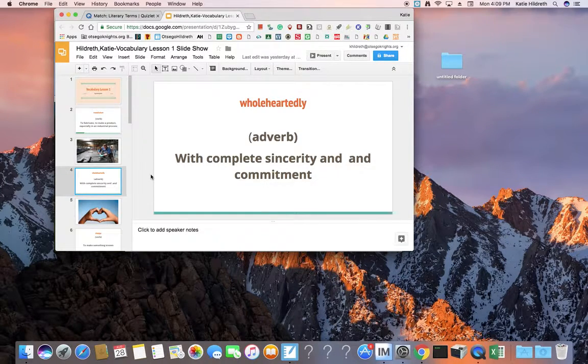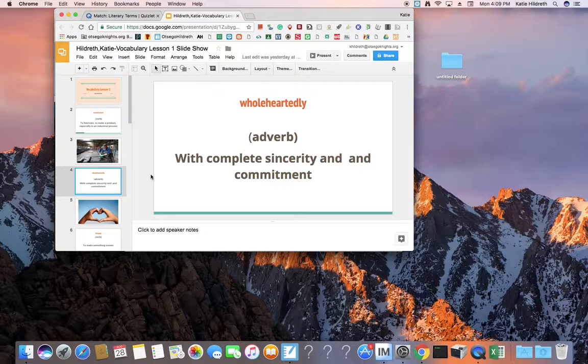Our next word, number 2, is wholeheartedly, and wholeheartedly is an adverb. If you're not sure, remember what an adverb is. An adverb is a describing word, and it describes verbs. Here's a little reminder, since it's the beginning of the year: a verb is a word that shows action or state of being. So an adverb describes how you're doing something. Wholeheartedly means with complete sincerity and commitment.